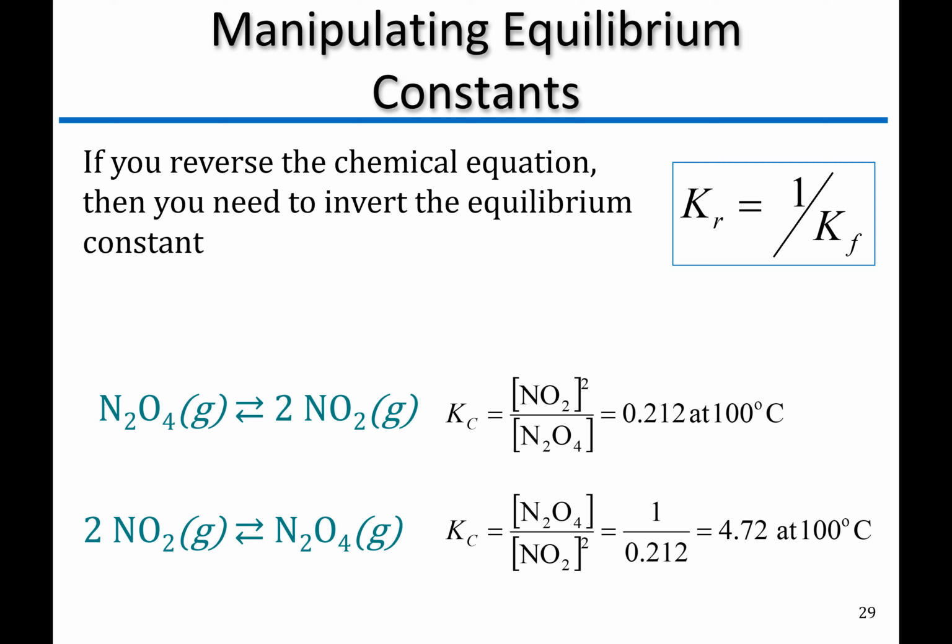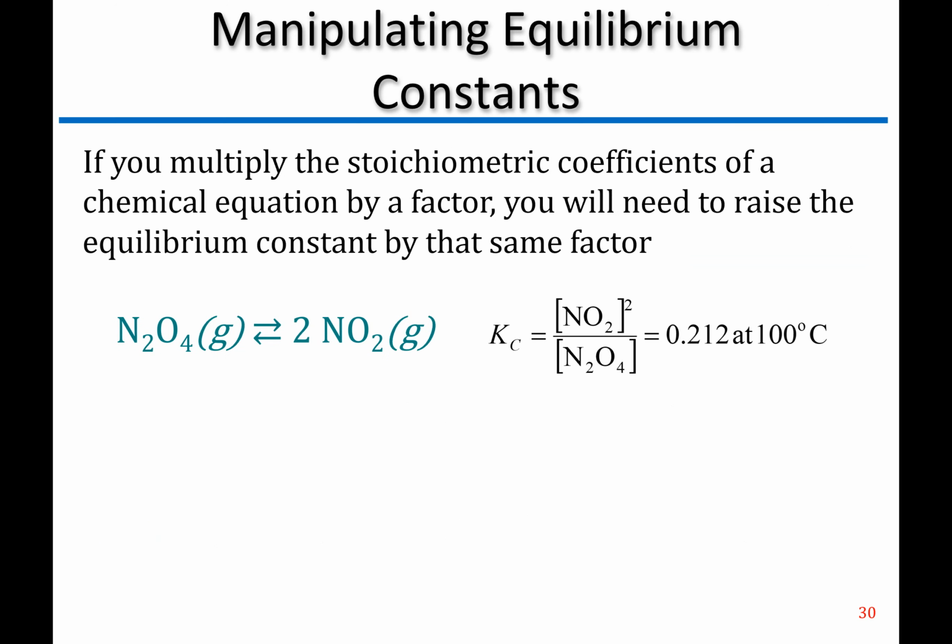So that's our first manipulation. We're going to go through a few of these. The first one is reversing the reaction. What if instead I want to multiply the reaction by a stoichiometric coefficient? Suppose I'm manipulating the equations, trying to add together elementary equations to get one overall equation, and I need to multiply by a stoichiometric coefficient. If I do this, I'm going to raise the equilibrium constant by the same factor.